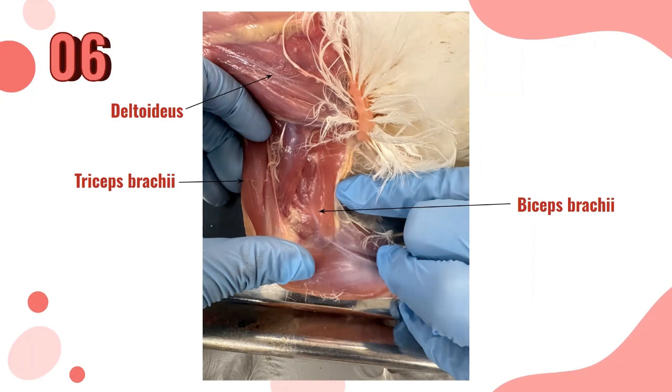And then we have the biceps brachii, that is a two-headed muscle, and it's a wing flexor and elbow extender. Then to the left, we have the triceps brachii, which is a three-headed muscle, and it functions as a shoulder joint flexor and a forearm extender.